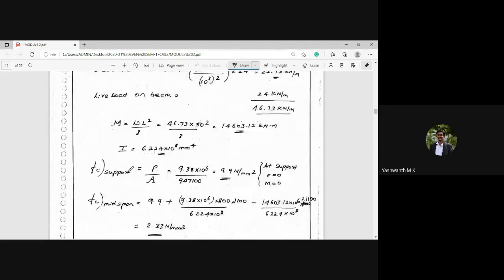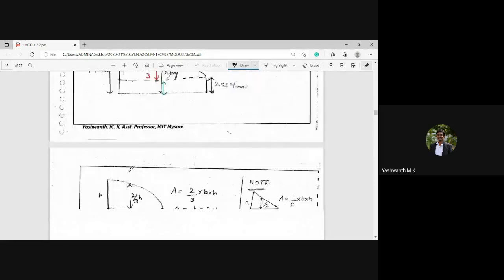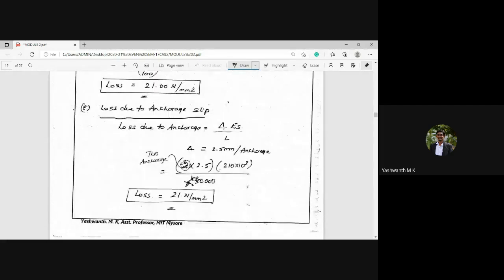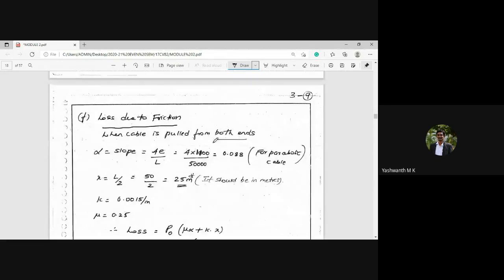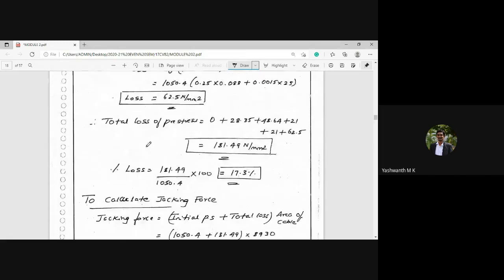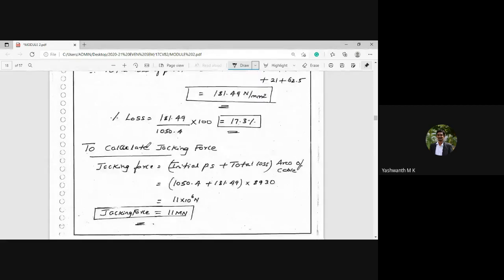That is one thing. Also, while calculating the anchorage slip, you need to be very careful whether it is two anchorages or a single anchorage. Another thing is regarding the loss due to friction, we need to be very careful regarding the type of cable, that is, a parabolic cable or a linear cable. So these parameters you need to keep in mind and go ahead with the problem. Hope you have understood the problem properly.